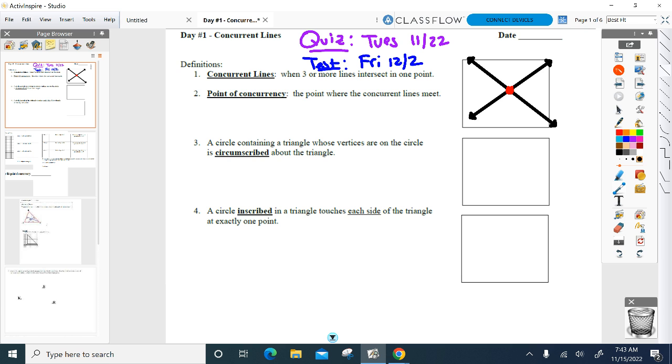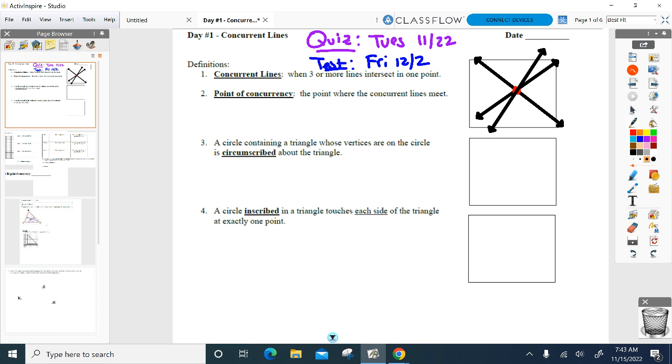So all three lines should be going through the same point. All three lines going through the same point. All good? I do not want to say all three lines going through the same point anymore.